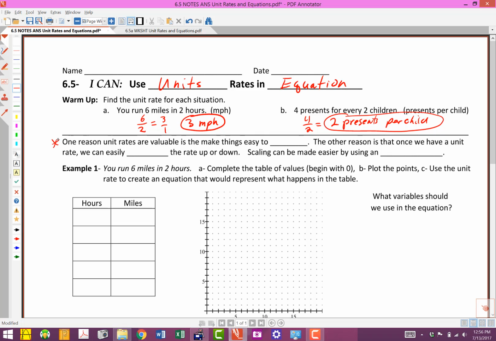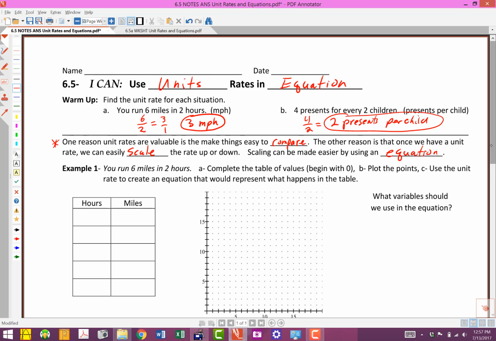Okay, now this right here is a big deal. One reason that unit rates are valuable is because they make things easy to compare. So let's write the word compare here. We made a big deal of that a couple of sections ago. One of the other reasons that unit rates are valuable is because we can easily do what's called scale the rate up or scale the rate down. And what that means is make an equivalent fraction that's bigger or make an equivalent fraction that's smaller. And scaling can be made easier by using an equation. So that's what we're going to talk about today, how we can relate unit rates and equations with the graphs that we were familiar with already.